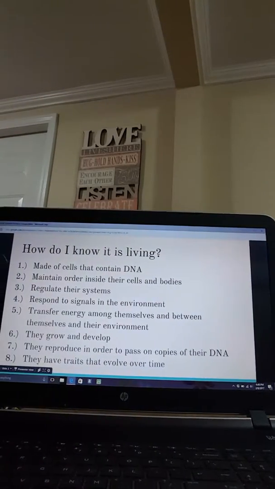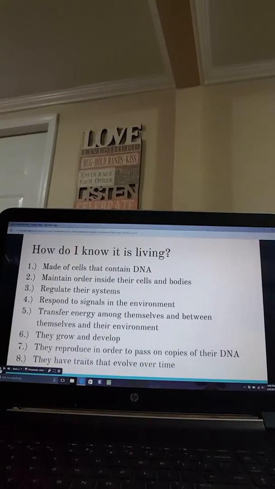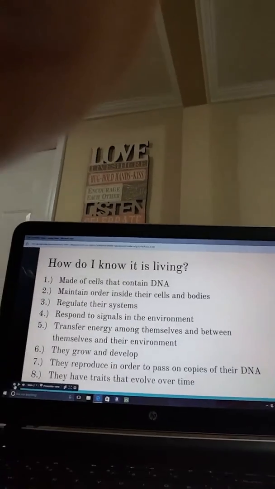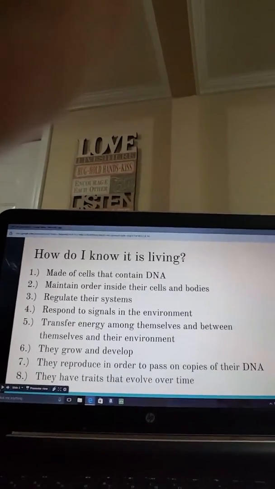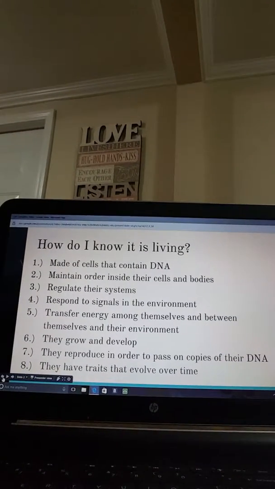So the first thing that we're going to touch base on is how to know if something is living. There are lots of different ways that we can tell if something's living, but sometimes it's best to just narrow it down to a few key ideas. The first thing is that it's made of cells and has DNA, so it has that genetic information to pass on to offspring. It is able to maintain order inside their cells and their bodies.